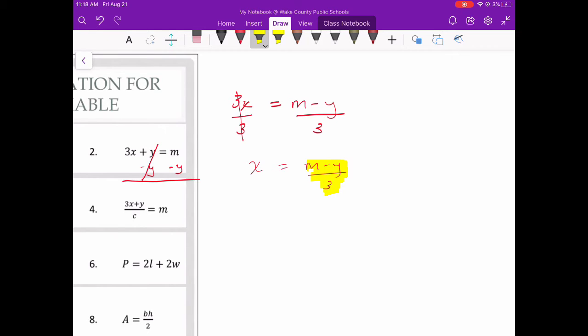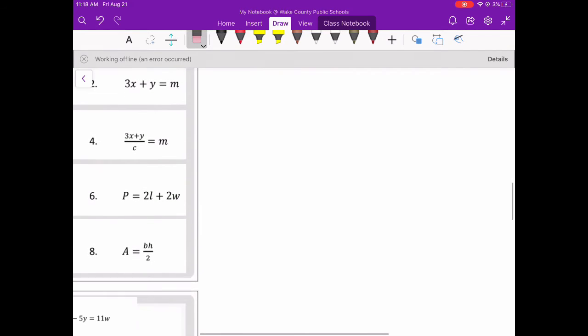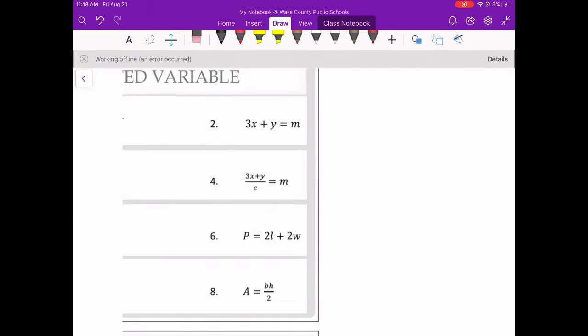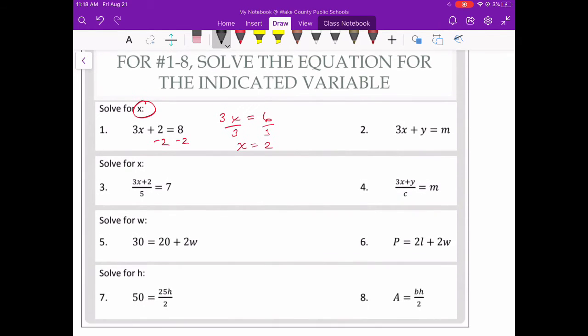Okay, let's do a couple more just to try to build some confidence. I'm going to clear out this area here, and we will try out this number 4 here. Notice that if this was our equation, we would multiply both sides by 5, and then we would subtract 2, and then ultimately divide by 3. So that would be a 3-step equation.